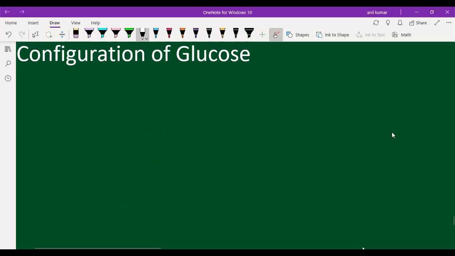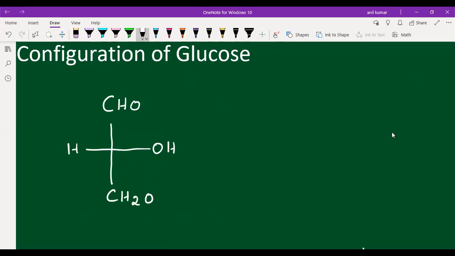Okay, students. Now you can see. First I will draw the glyceraldehyde structure. This is glyceraldehyde. The aldehyde group is present. It has a three carbon chain. In glyceraldehyde, on the second carbon, the left side has hydrogen attached, the right side has OH, and below you can see the CH2OH group is present. This is our D plus glyceraldehyde.